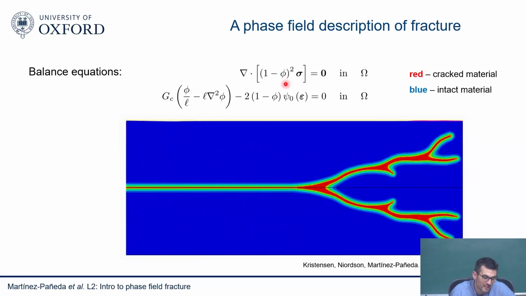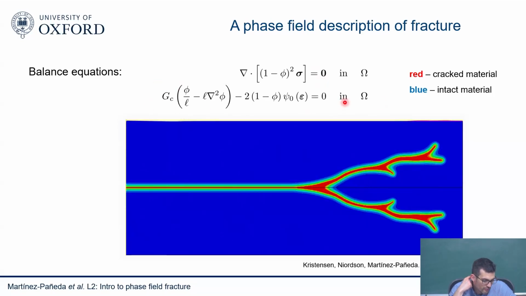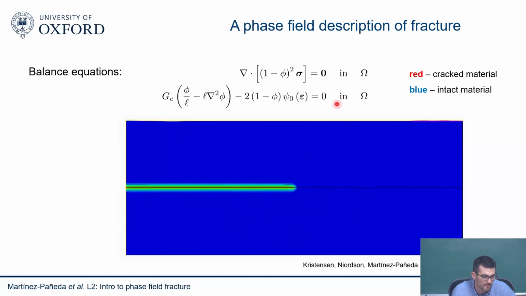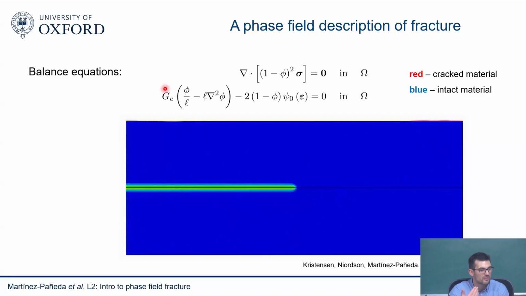And then what you have is an extra equation, right? This is the differential equation that evolves the phase field. And you effectively see that what you have is a competition between the toughness, a material property that we can measure. That's the connection between the damage and the fracture.